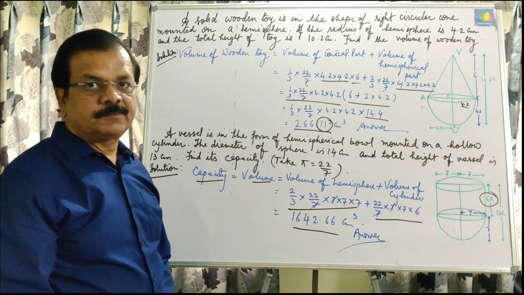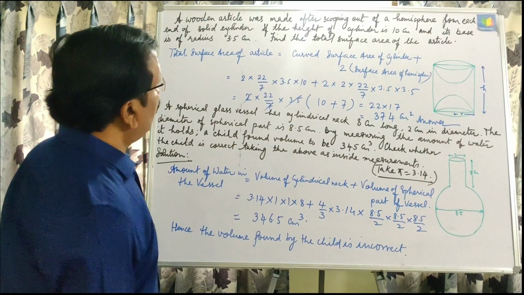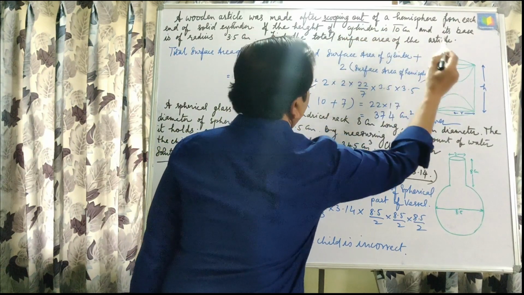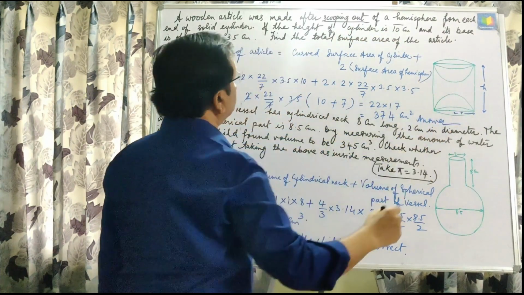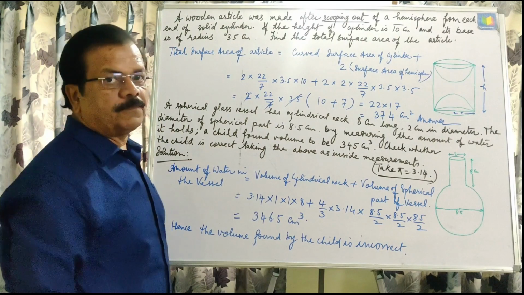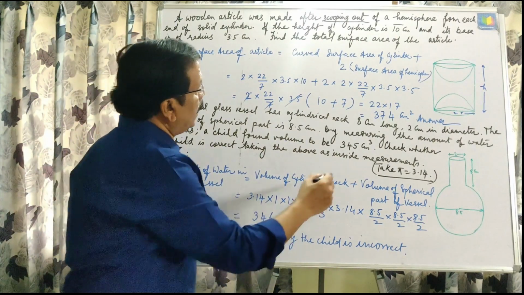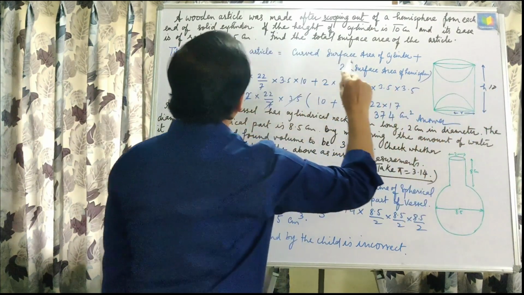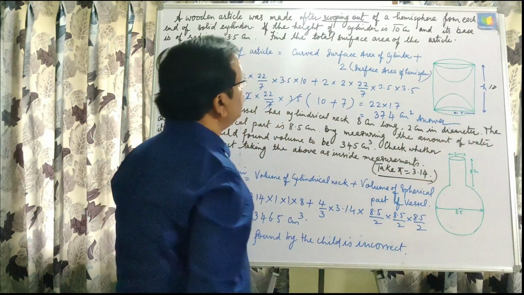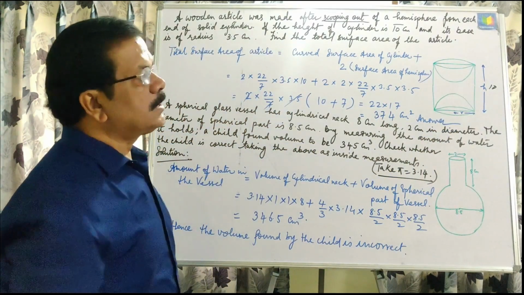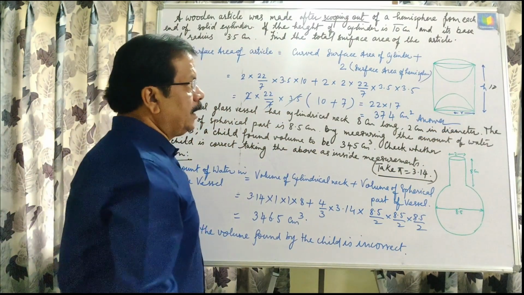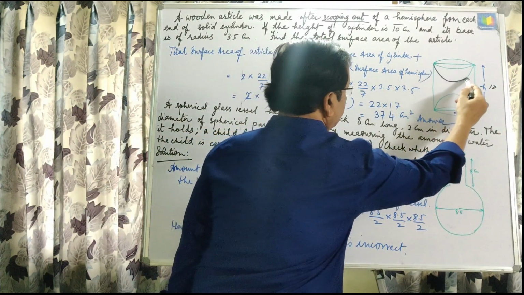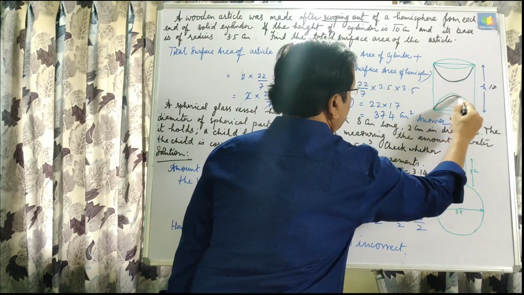Now next question, a wooden article was made after scooping out a hemisphere from each end of a solid cylinder. If the height of the cylinder is 10 centimeter and its base is of radius 3.5 centimeter, find the total surface area of the article. Actually, from this cylinder we are taking out this hemisphere and this hemisphere.